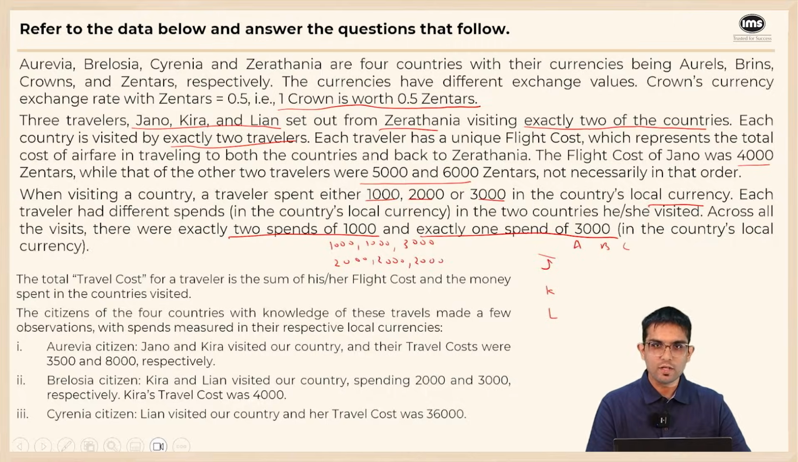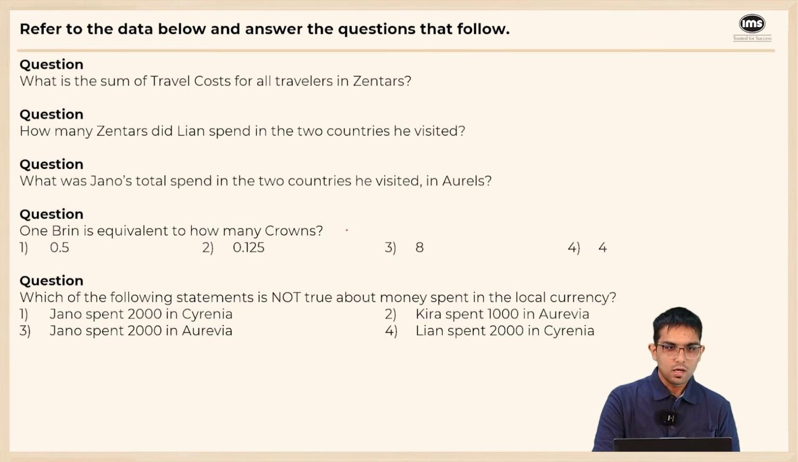Now let's look at the questions. The question says, what is the sum total cost of all travelers in Z? So we will have to find out all the currency exchange rates. How many Z did L spend in the two countries that he visited? So again we'll have to make the entire table. What was J's total spend in the countries he visited in A? 1B is equivalent to how many C's? And which of the following statements is not true about money spent in the local currency?